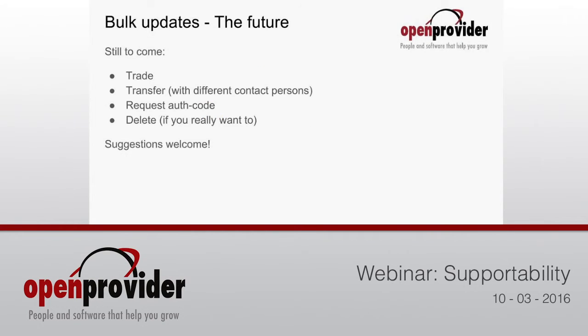Of course, it's not done yet. Currently, it only has transfer and modify domain. Not even for modify domain do we have all the options yet. We're still expanding. And in the future, we also want to include trade domain, transfer domain with different contact persons. You can also request authorization codes for a bulk of domains, or delete them if you really want to. Suggestions are, of course, welcome. Please email them to support@openprovider.nl if you think something is missing or can be more clear, because your feedback really helps.